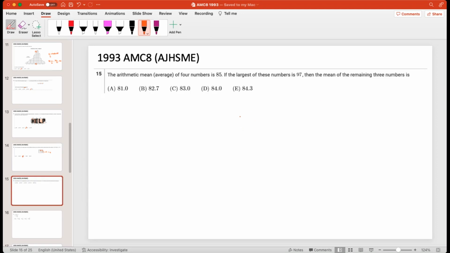The arithmetic mean average of 4 numbers is 85. If the largest of these numbers is 97, then the mean of the remaining 3 numbers. So A plus B plus C plus 97, okay, by 4 is equal to 85. Mean of the remaining 3 numbers. So what do we want actually? We want A plus B plus C by 3 is equal to how much? This is what I want. So if I am able to get a total of A plus B plus C, this will automatically come.